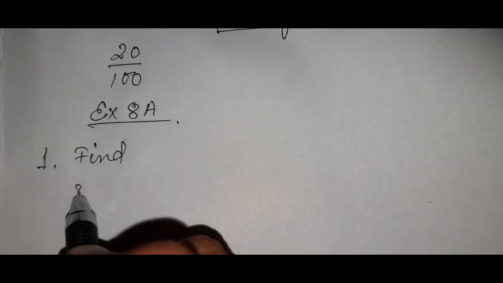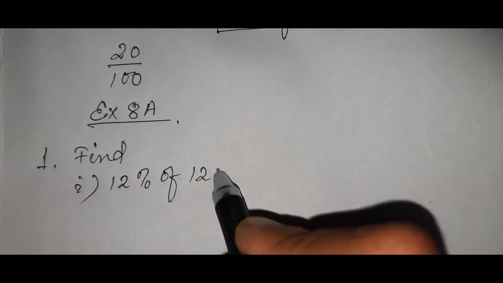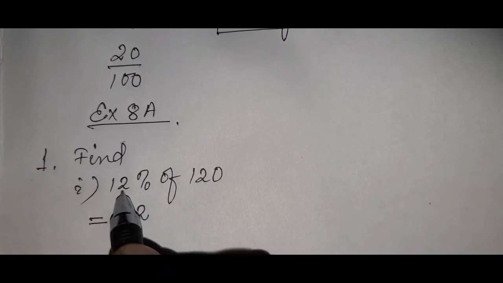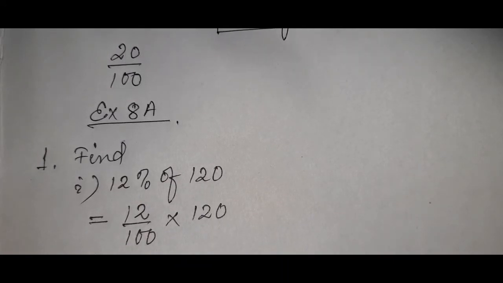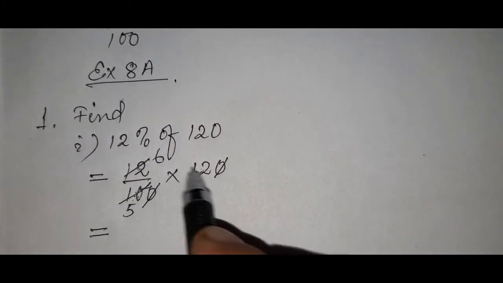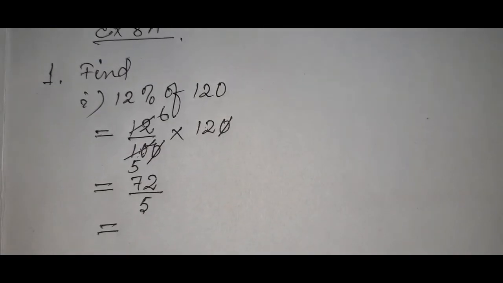Find 12% of 120. Okay, so 12%, you have to write 12 out of 100 into 120. Now what you can do here is cut this 0 and 0, 2 5s are 10, 2 6s are 12. If you multiply 6 and 12, 6 2s are 12, 6 1s are 6, 7, 72 by 5. Now let's divide this 72 by 5.